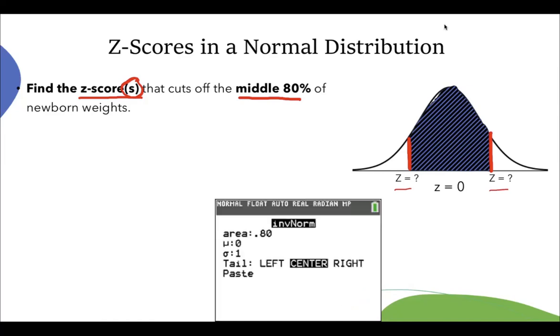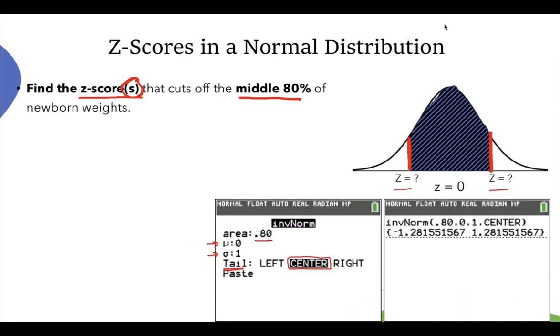So we're going to use the same function, inverse norm, with an area of 0.8. This calculator makes it very simple. Mean and standard deviation are as before, and center for your tail to shade in. You're not really shading a left or a right, it's the middle. Then you paste that, and I'm getting two answers, negative 1.28 and positive 1.28. Like I said, they will be negations of one another.